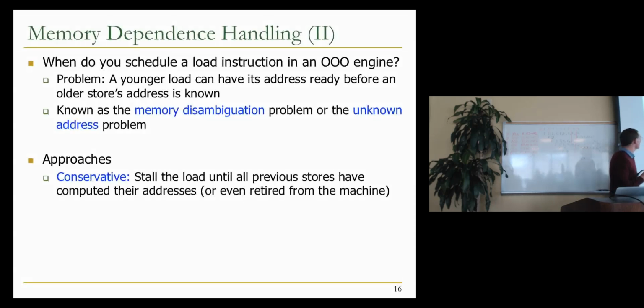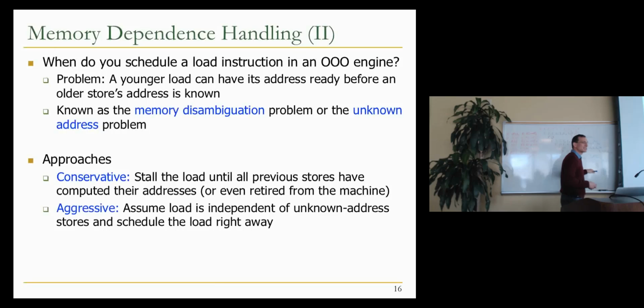You found out the aggressive approach. The conservative approach, well, this is very conservative, right? Basically, you stall the load until all previous stores have computed their addresses, or even retired from the machine. That's even more conservative. Once all of the stores before this load have computed their addresses, now you can check whether this address matches any of the stores, right? And how do we do that? We do that through, remember the write buffer or store buffer that I discussed. That's a complicated address matching logic. Okay? This is conservative because the load may wait unnecessarily.